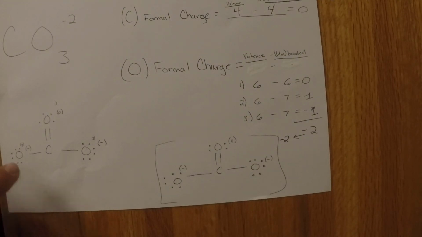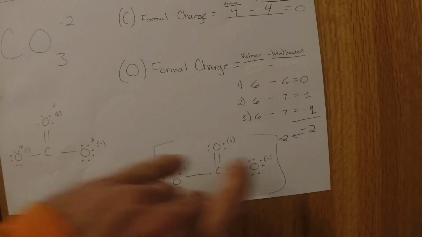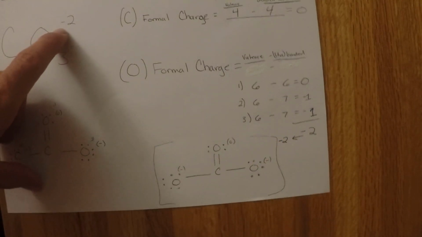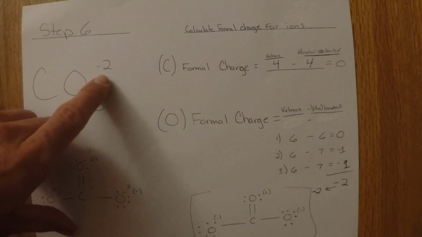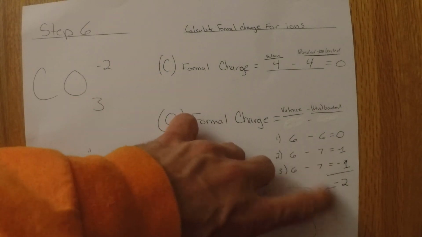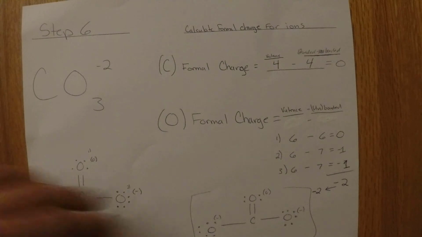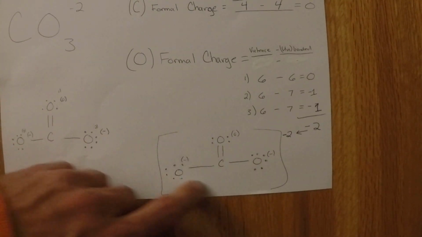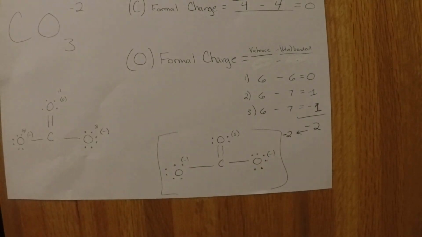And then we look at our other one. Well, that's exactly the same as this oxygen, made up with a -1 charge. And as we can see, we're shooting for ending up with a -2 charge. So this -1 plus this -1 gives us a -2 charge. And how this is written is, here's your structure with brackets around it showing your -2 charge.